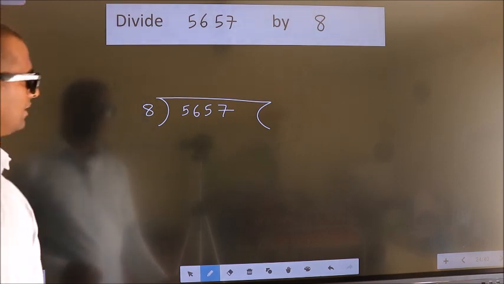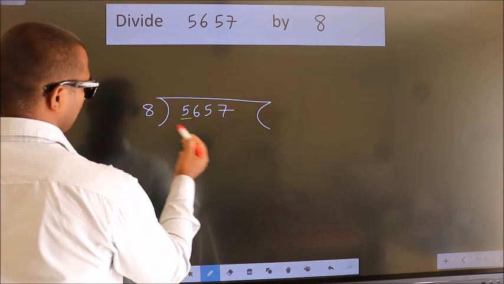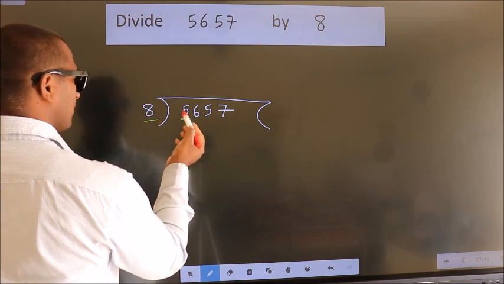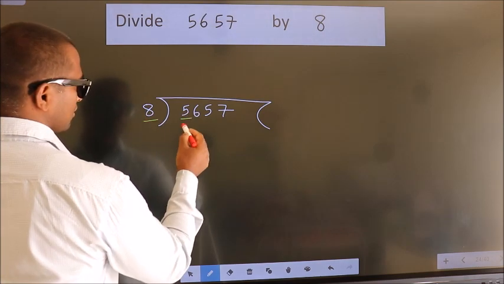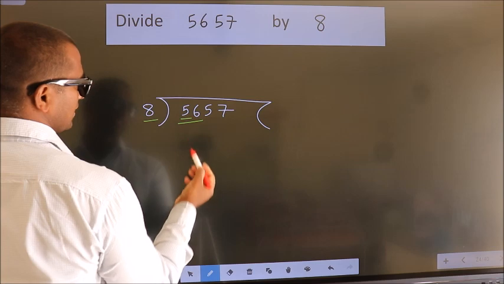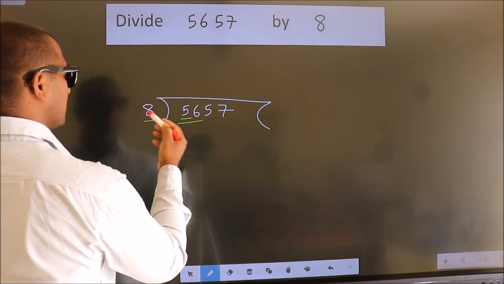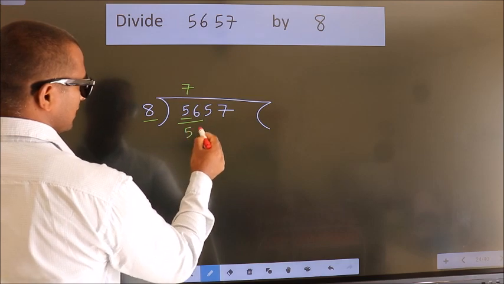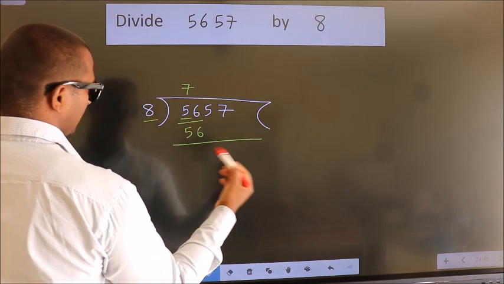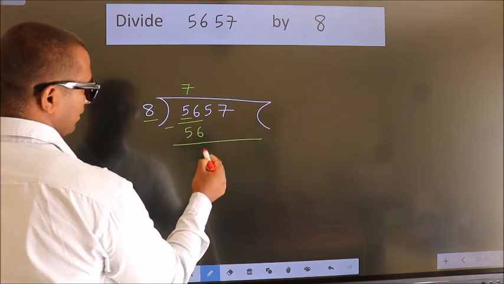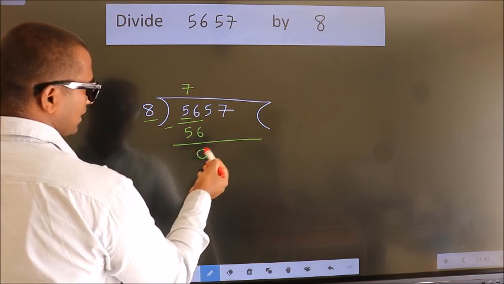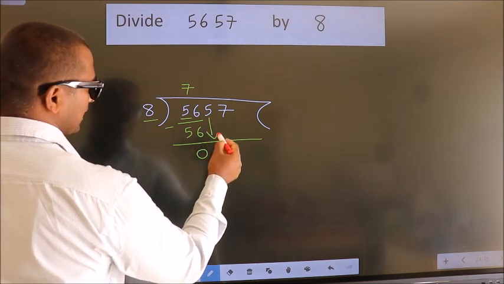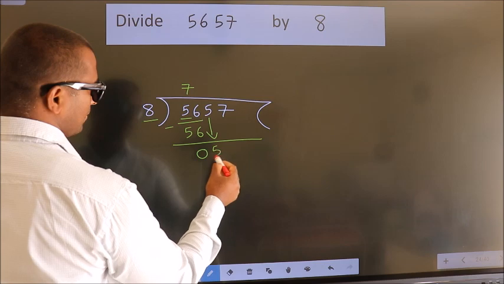Next, here we have 5, here 8. 5 is smaller than 8, so we should take two numbers, 56. When do we get 56 in the 8 table? 8 sevens are 56. Now we should subtract, we get 0. After this, bring down the beside number, so 5 down.